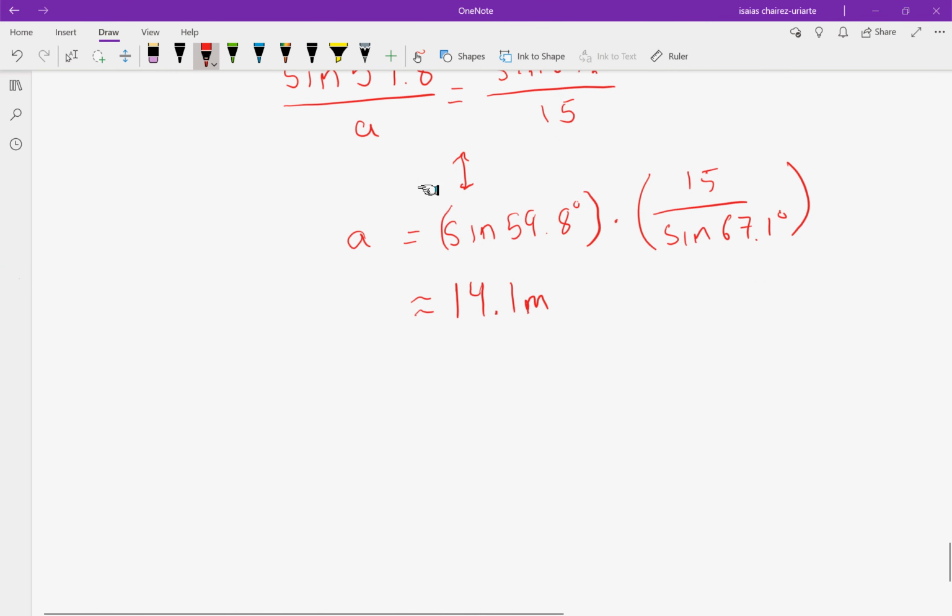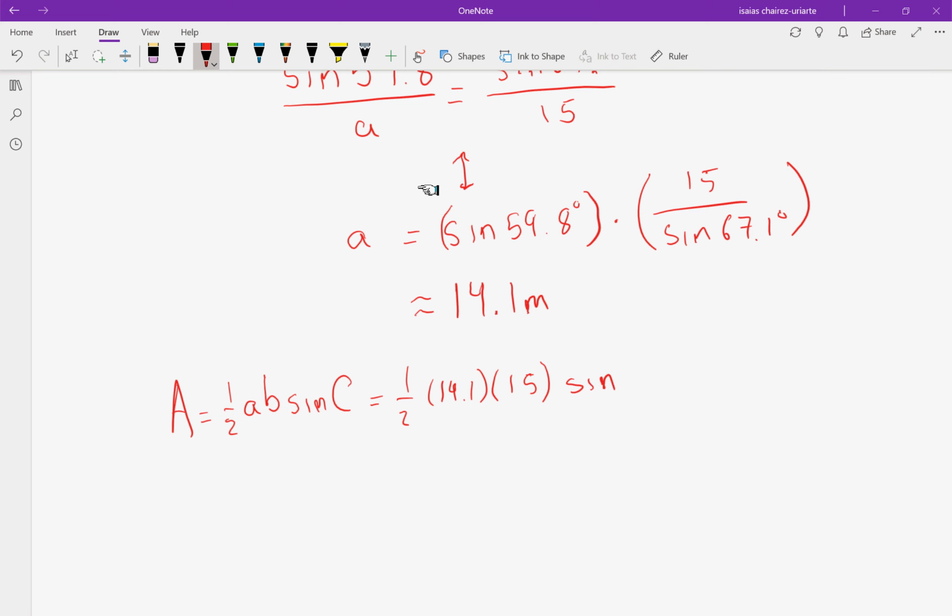So let's conclude this problem. So finally, area, I'm going to say that it's 1/2 AB sine of C, which in our case, I guess, is 1/2 times 14.1 times 15 times sine of 53.1. And if you punch that into your calculator correctly, you should end up with this 84.6, and I guess now we're dealing with meters squared.